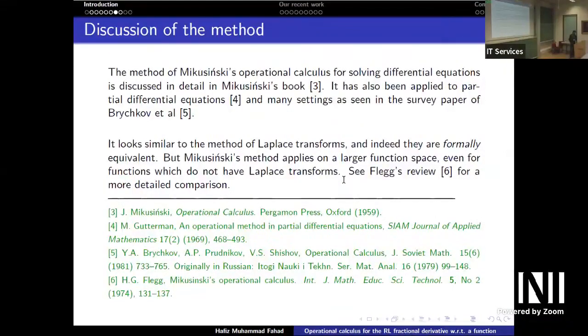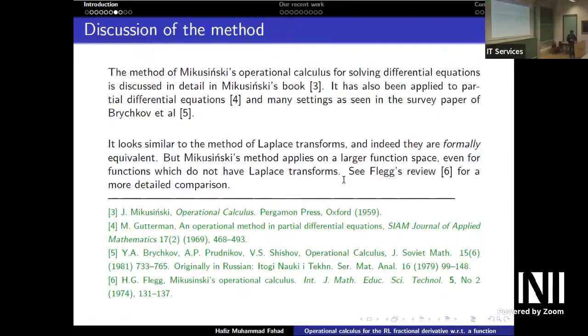Okay, let's move on to the history of Mikusiński's operational calculus approach and some of its extensions, which are available in the literature and are very useful in solving fractional differential equations in different settings. The method of Mikusiński's operational calculus for solving differential equations is discussed in detail in reference number 3, which is in fact the original book of Mikusiński's. It has also been applied to partial differential equations and many settings as seen in the survey paper of Luchko.